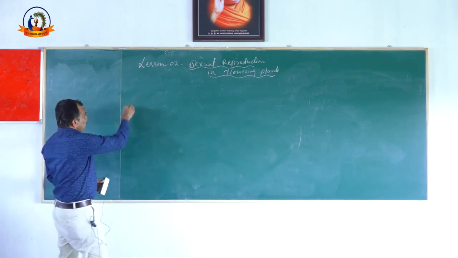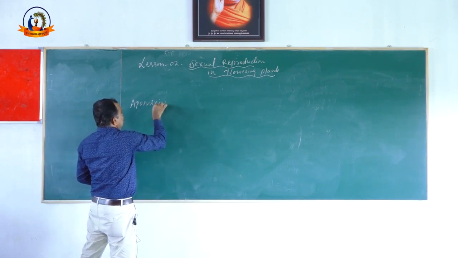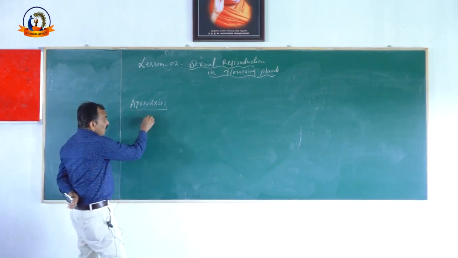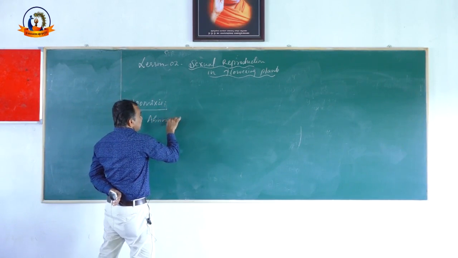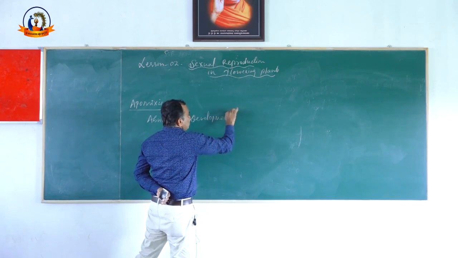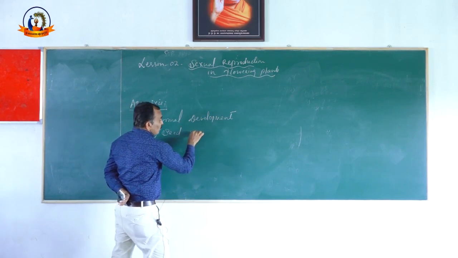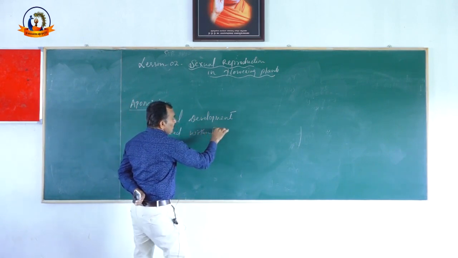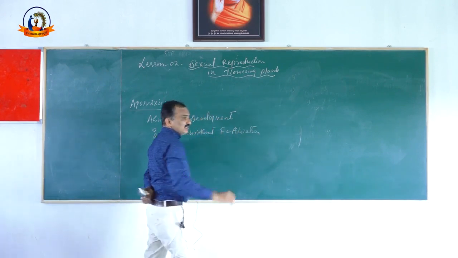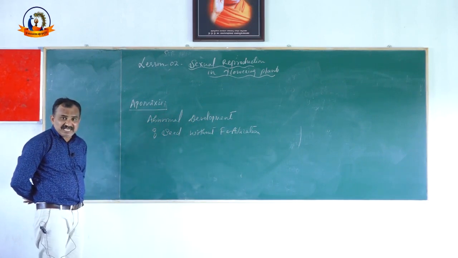Then is apomixis. It is the last concept. What is the meaning of apomixis? Apomixis is the abnormal development of seed without fertilization. Sometimes seed will be developed without fertilization.